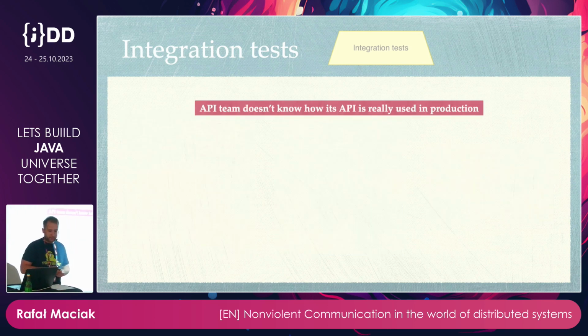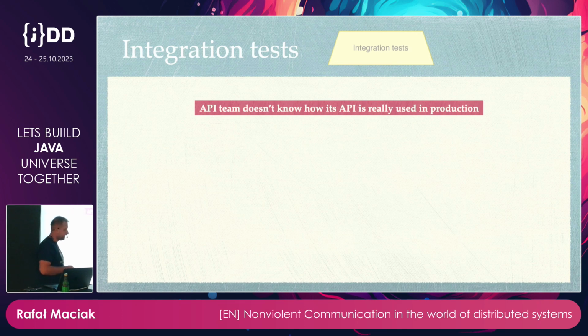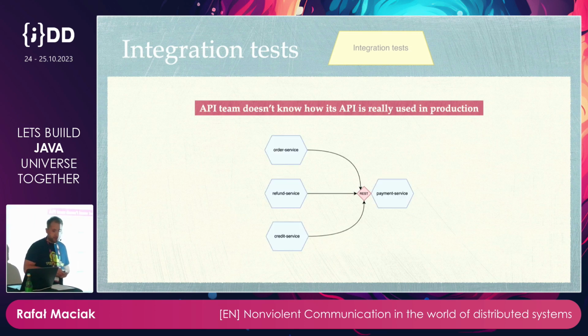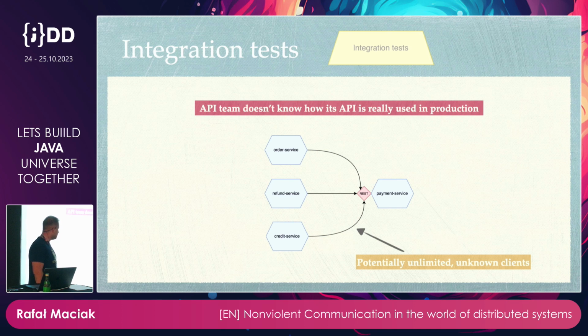And last but not least, using only integration tests, the team responsible for maintaining the API does not know how this API is really used on production. For example, apart from order service, there could actually be a potentially unlimited number of unknown clients. Let's say a refund service and credit service.